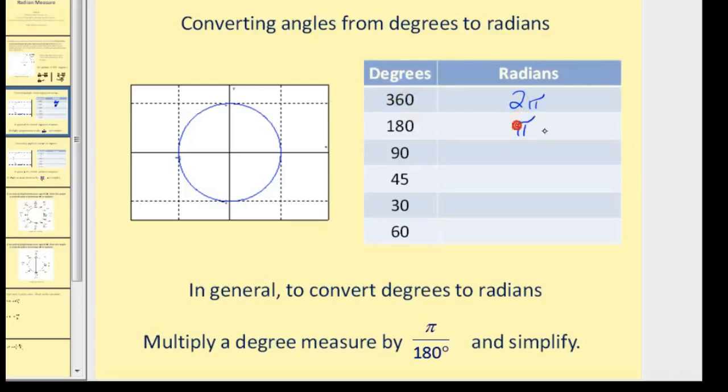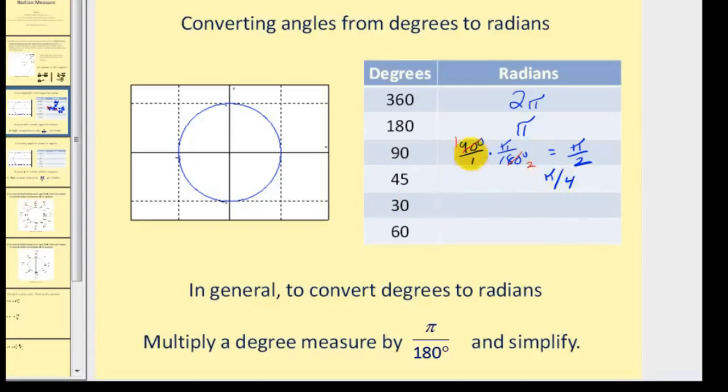Let's go ahead and show this one by hand. It's helpful to put 90 degrees over 1 and then multiply by pi over 180 degrees. We need to simplify this. This simplifies to 1, this simplifies to 2. Notice the units of degrees simplify out, and we're left with pi over 2 radians. Similarly, 45 degrees is half of 90 degrees, so half of pi over 2 would be pi over 4 radians.